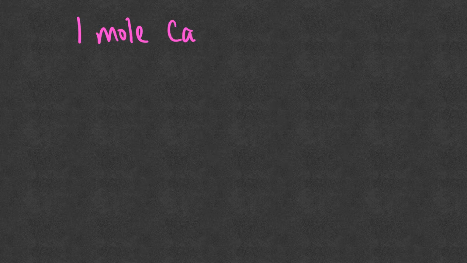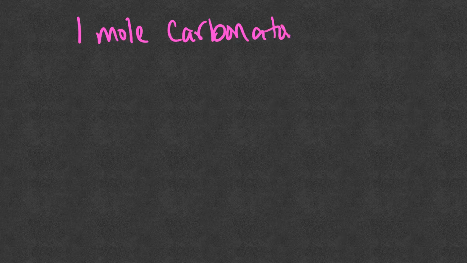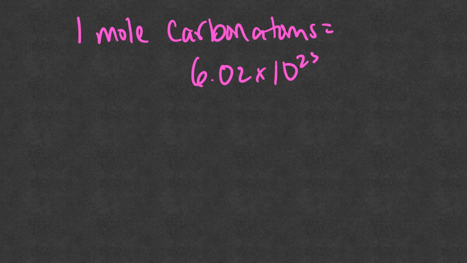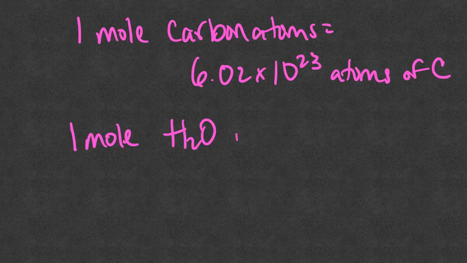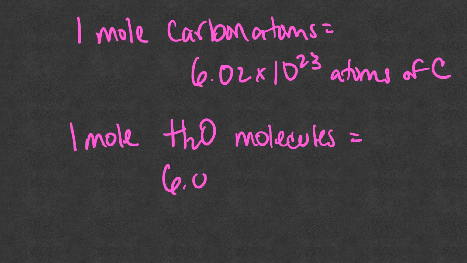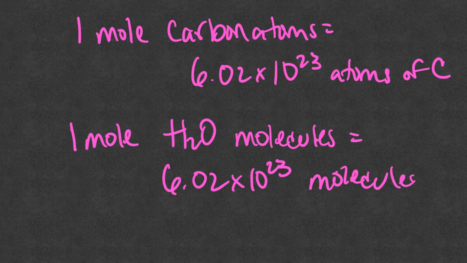Now that we know this relationship between the mole and the actual number, we can say that if we have 1 mole of carbon atoms, this simply means that we have altogether 6.02 times 10 to the 23rd atoms of carbon. If we have 1 mole of H2O molecules, then that simply means that we have 6.02 times 10 to the 23rd molecules of H2O.